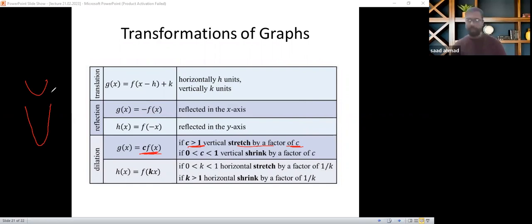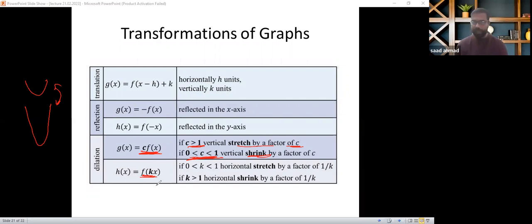This is a vertical stretch from this way to this way, and if you go from down to up, that's a vertical shrink. If you multiply the function or the graph by something which is in between 0 and 1, let's say 1/2, 1/3, then it's a shrink.